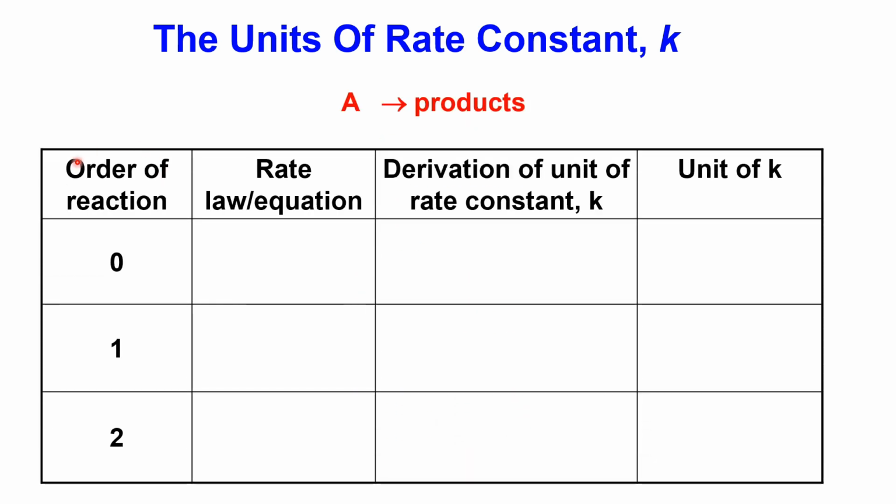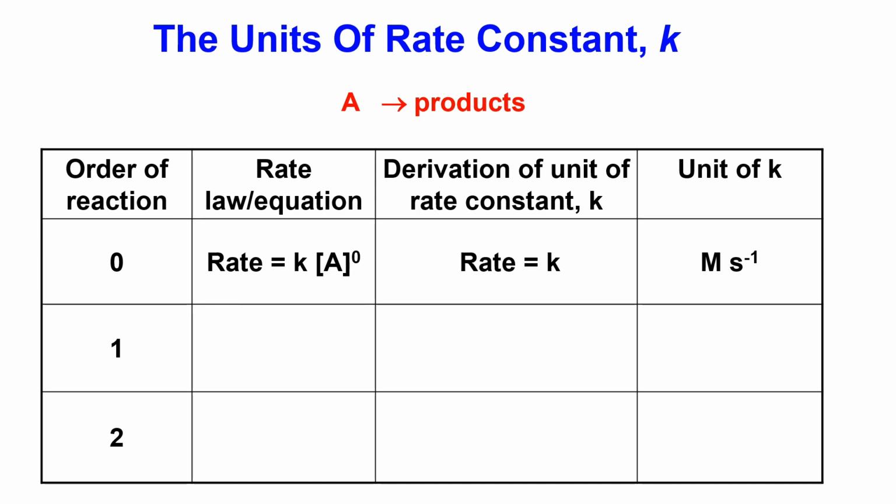Now let's learn how to derive the unit of rate constant K. Let's say the equation is like this. If the order of reaction is 0, the rate law or the rate equation is rate equal to K times concentration of A to the power of 0. To derive the unit of rate constant, we can see when concentration of A is power of 0, so it is equal to 1. So rate is equal to K. So unit of rate constant K is equal to unit of rate, which is molar per second.